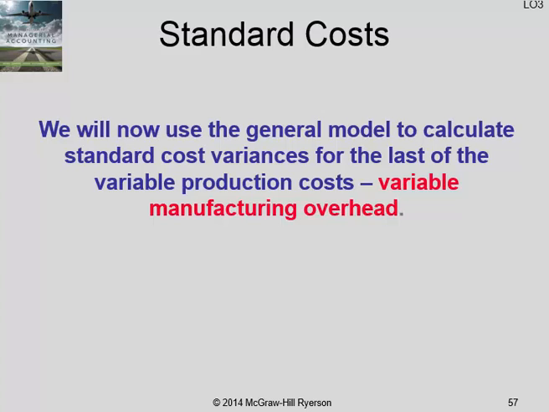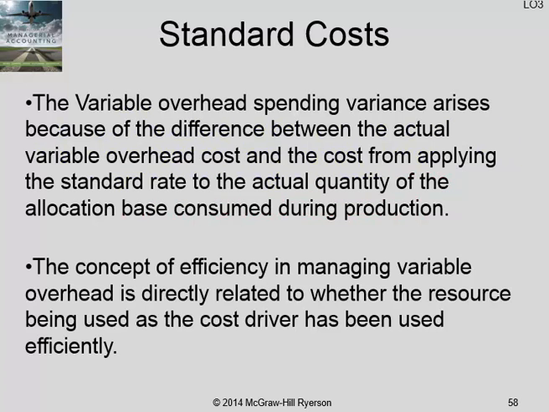All right, the third and final set of variances that we're going to look at now are the variable manufacturing overhead variances. And when we look at the two components of the overhead variances, the spending variance basically says, okay, is what your actual overhead costs are higher or lower, the individual items, than what your standard was.